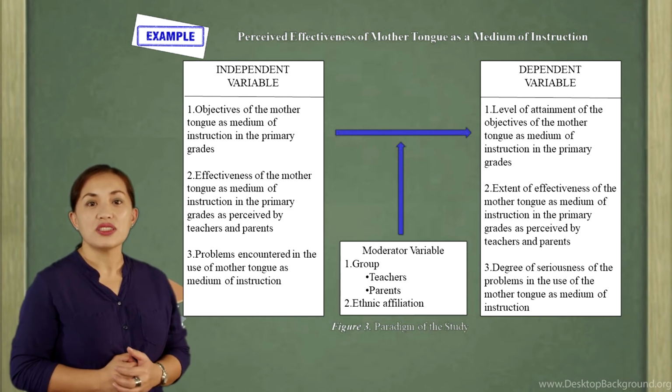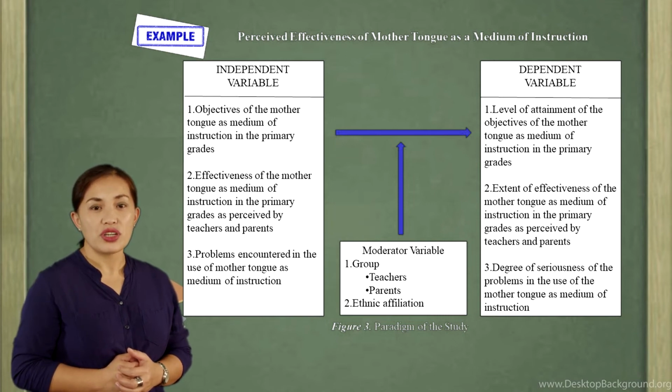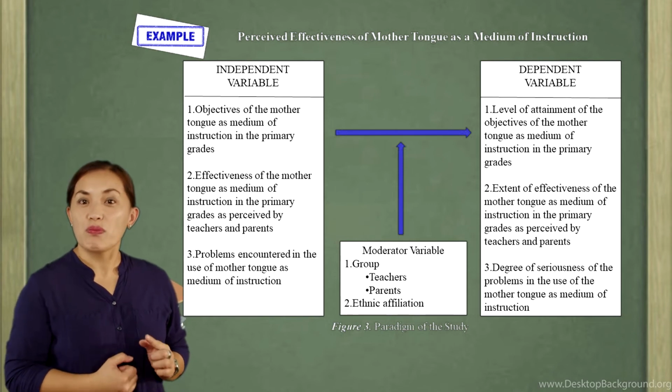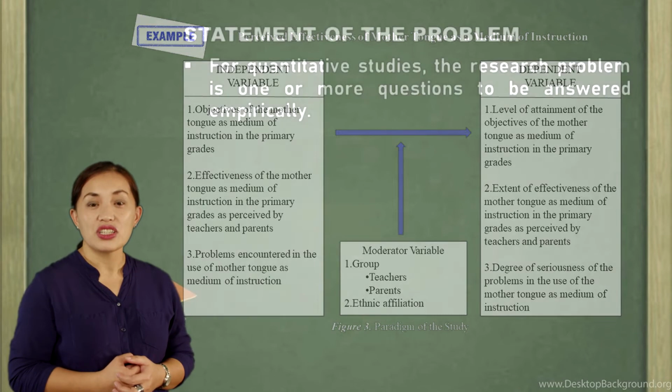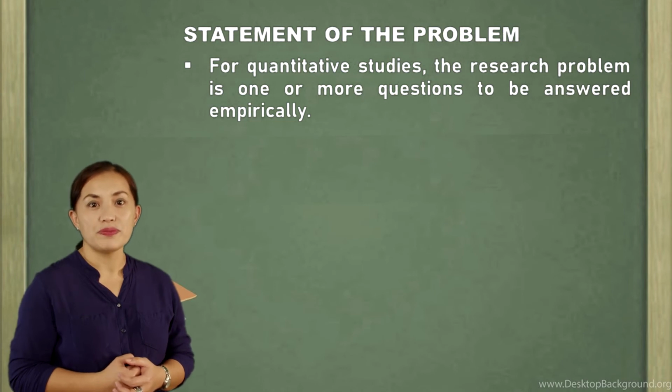Note that the box headings in your paradigm, the independent variable, dependent variable, moderator variables, and the like, should be written in all capital letters. Likewise, there should be a borderline between the box heading and the text. Still, under the umbrella of the background of the study is the statement of the problem.